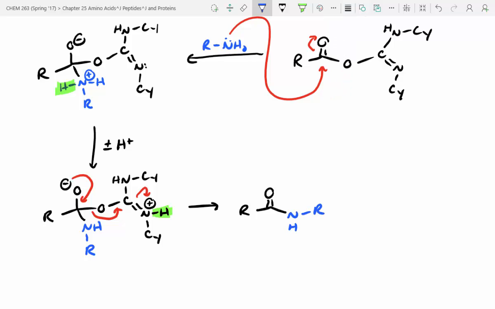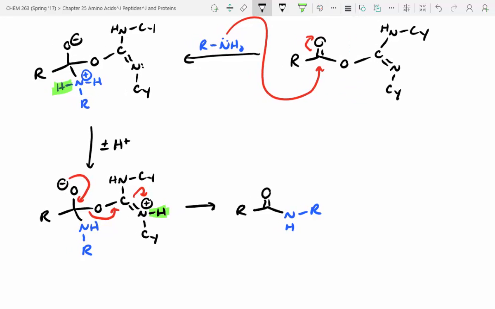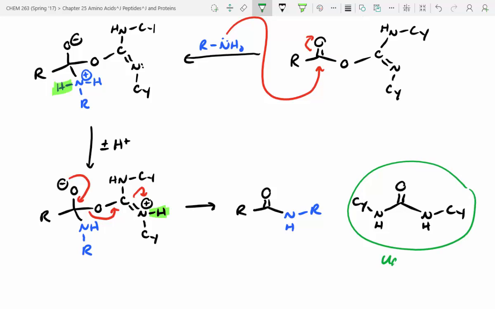Now we've got our new amide, and the byproduct that we get out of this is unique. So it's got an oxygen here. This is a urea leaving group.